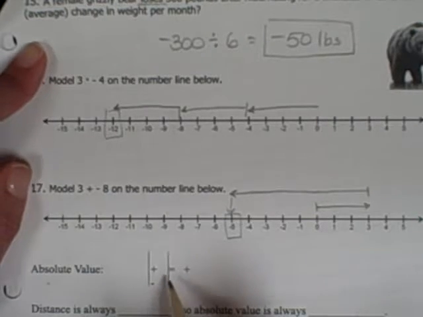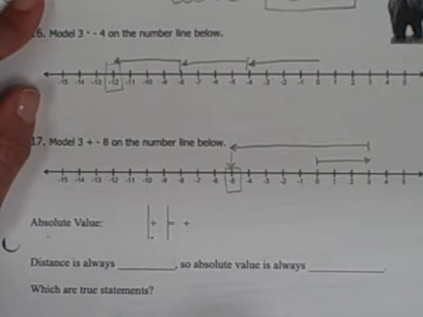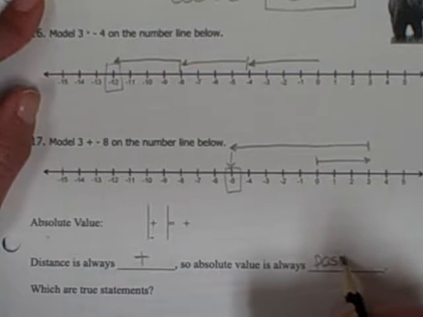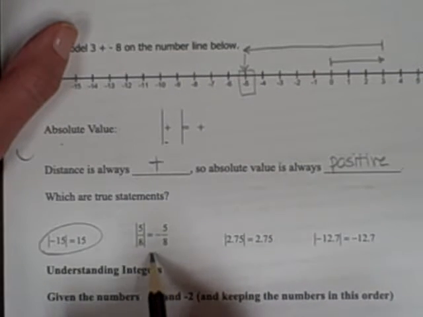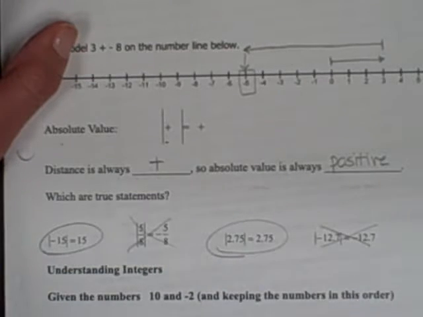Remember that absolute value means plus or minus inside the bars is going to be positive on the outside. Distance is always positive, so absolute value is always positive. So which of these are true statements? This one's true, that one's not true. This one's true, that one's not true.